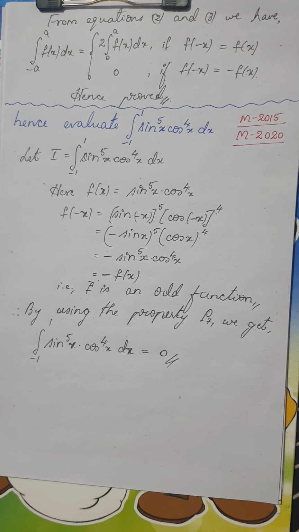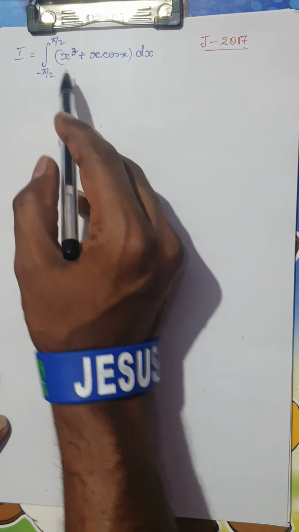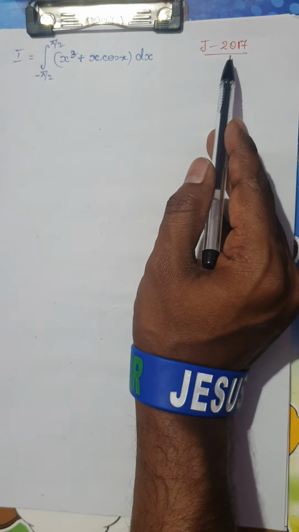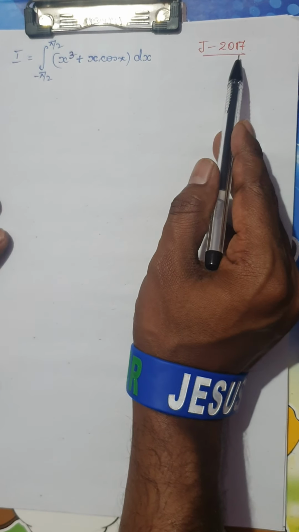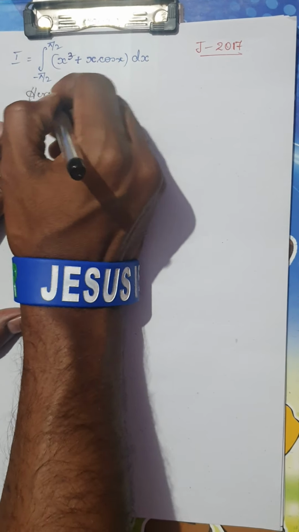Okay, so shall we move to the next question, which has been asked related to this property. So the second question we have is integral from minus pi by 2 to pi by 2 of (x cube plus x) into cos x dx. This question was asked in the year July 2017 along with the property P7. Okay, so let us start this.